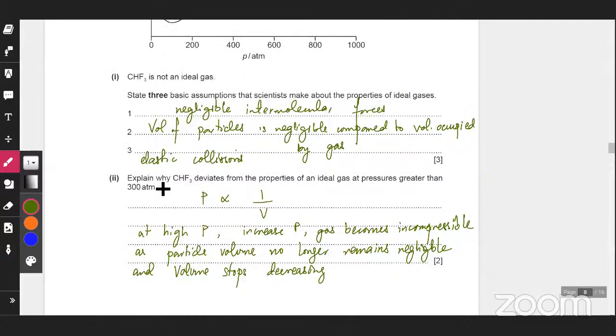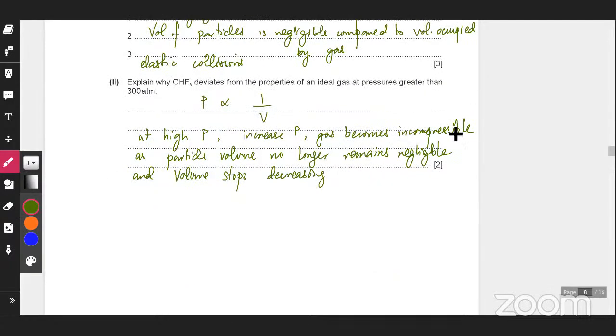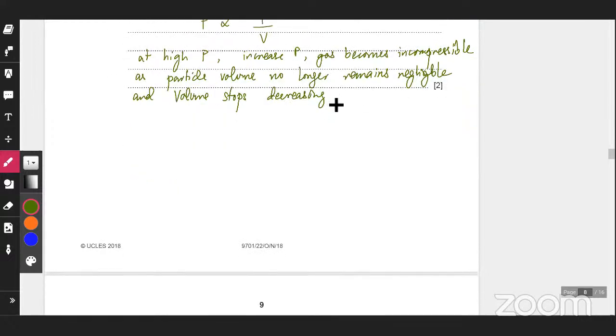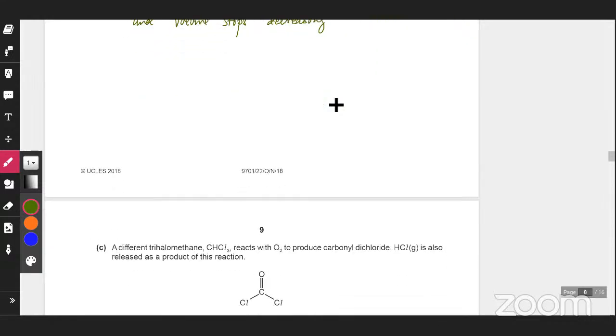So that's going to be your explanation: that increasing pressure, gas becomes incompressible as particle volume no longer remains negligible, and volume stops decreasing. Or you can also add that you run out of gaps. I mean, there are no longer any gaps between gas particles.